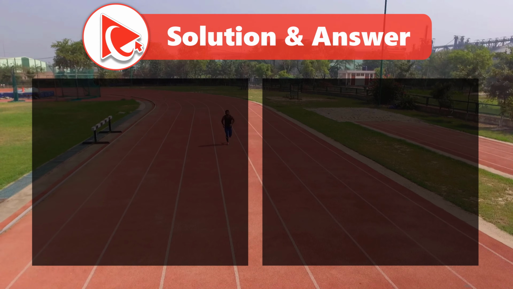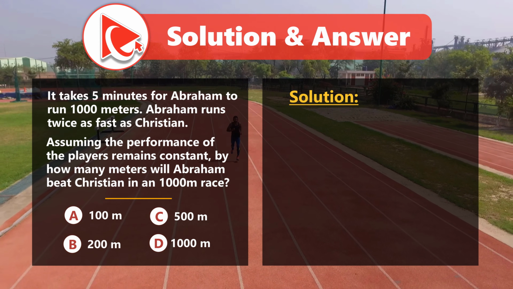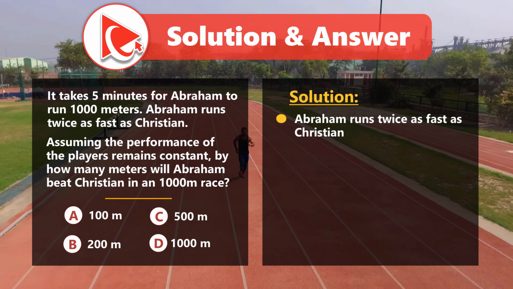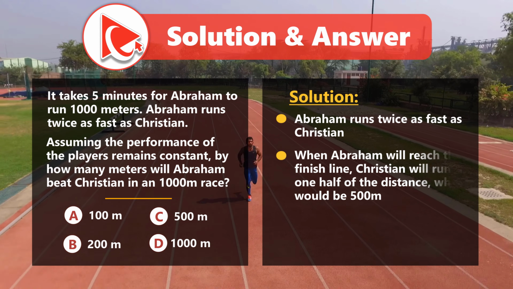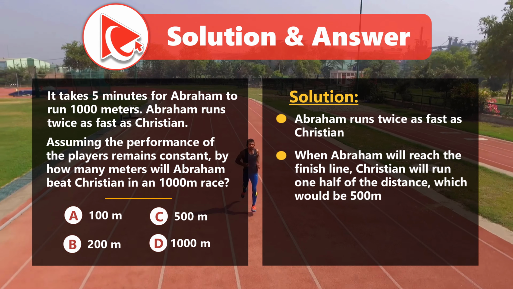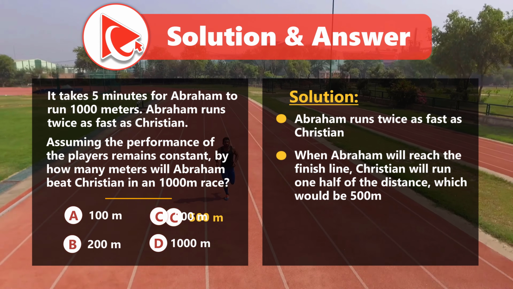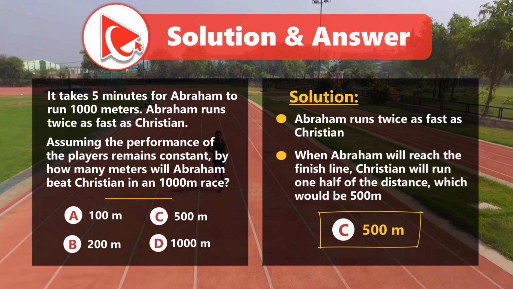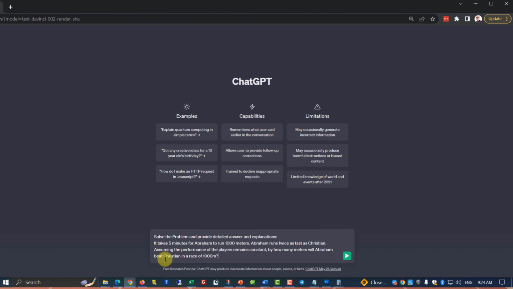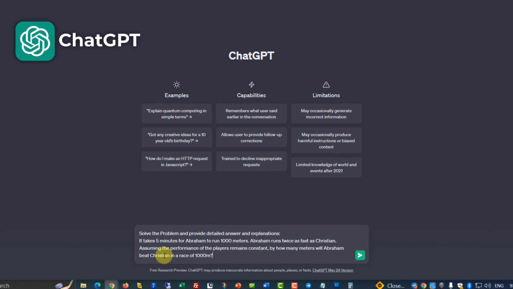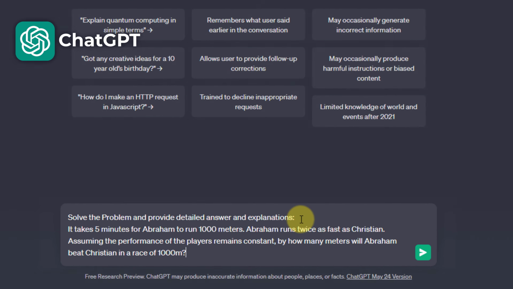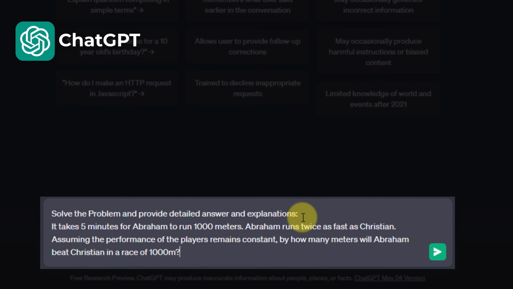The solution to this challenge is very simple. Because Abraham runs twice as fast as Christian, when Abraham reaches the finish line, Christian will have run half of the distance, which would be 500 meters. So the correct answer here is choice C, 500 meters. We will use the ChatGPT prompt, solve the problem, and provide detailed answers and explanations. And we will use the same problem as we just solved.